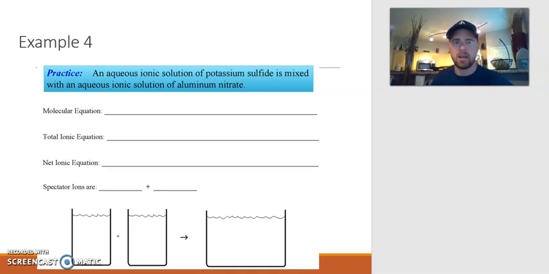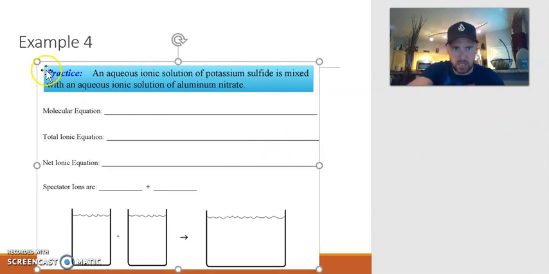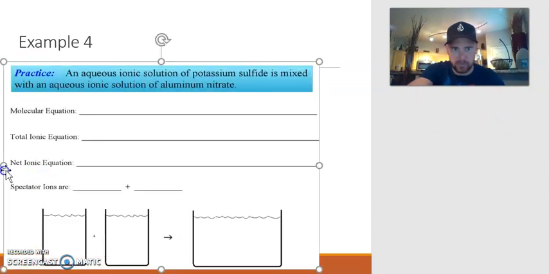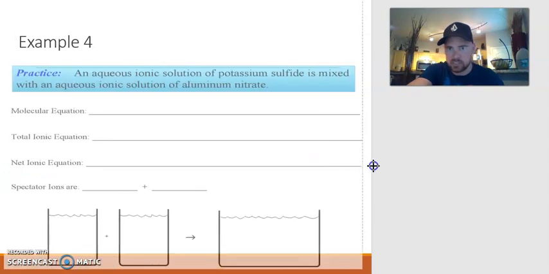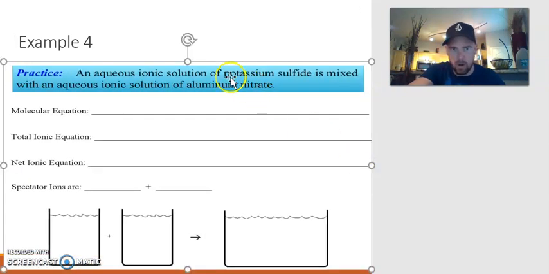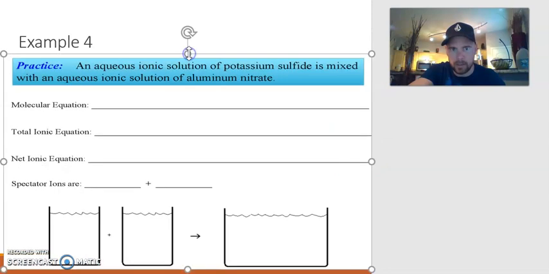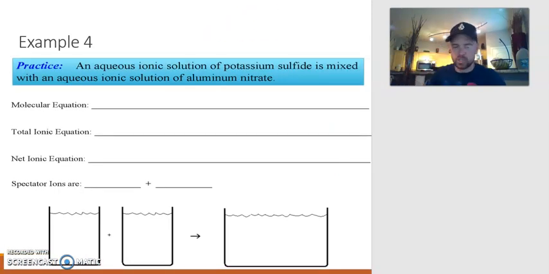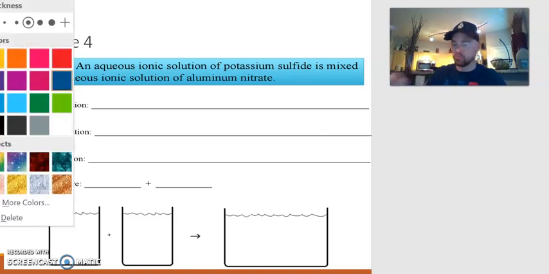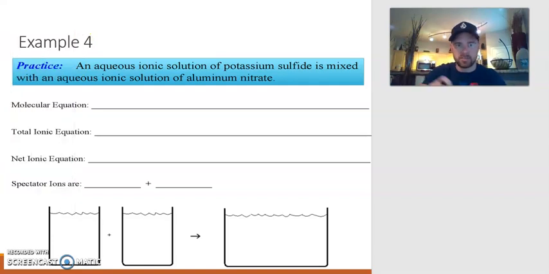An aqueous ionic solution of potassium sulfide is mixed with an aqueous ionic solution of aluminum nitrate. I'm going to see if I can make this image just a little bigger because I'm going to have to write in there. So let me just expand that. The font's a little wonky, but I think you'll be okay. Okay, so what we're going to do is first write the molecular equation. And let me make my pencil a little bit thinner so we have some space there.